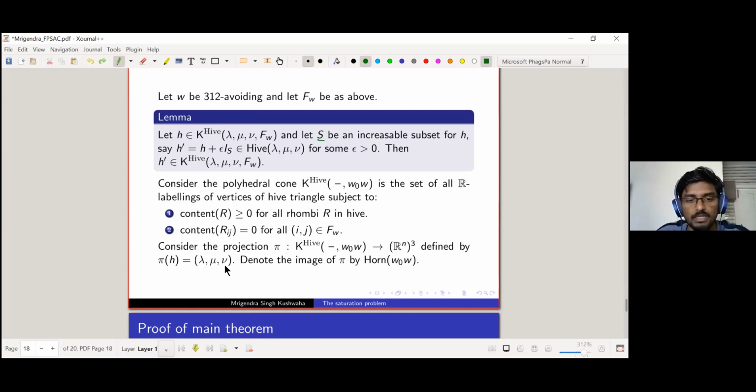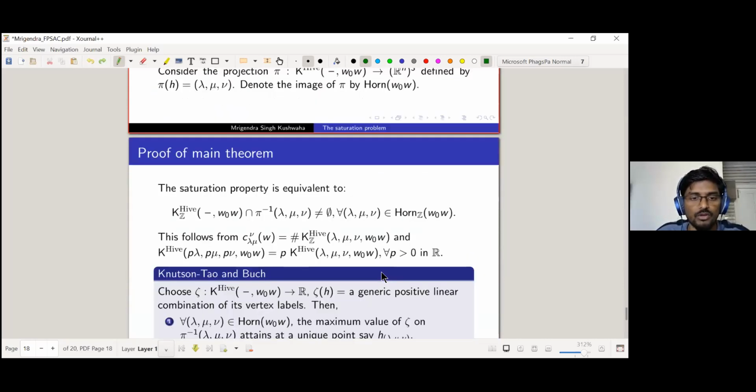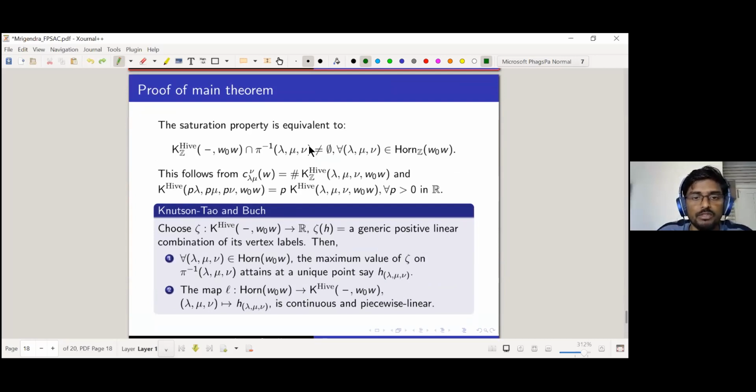So you just map there and denote the image of this map by Horn W not W. This notation we have borrowed from Knutson and Tao. So what is the proof of the saturation theorem? Note that this saturation property is equivalent to proving this statement: the K hive, so we are taking only the integral points of this polyhedral cone of W not W intersect with pi inverse lambda mu nu.